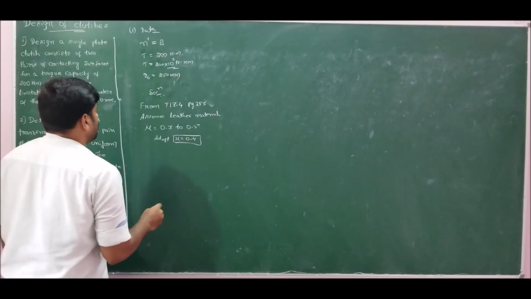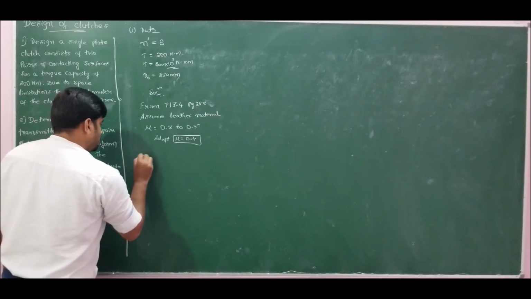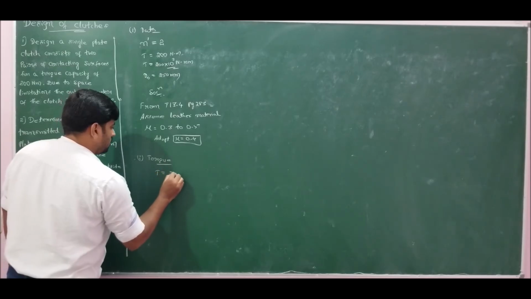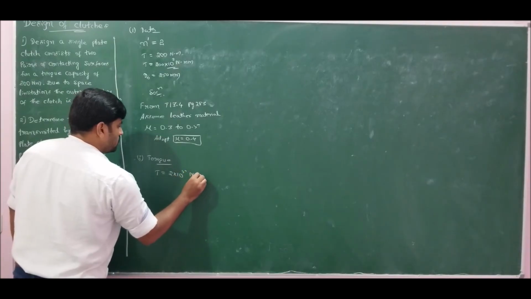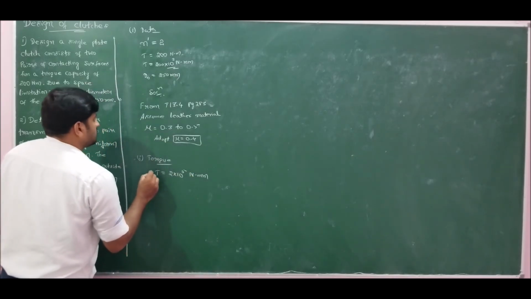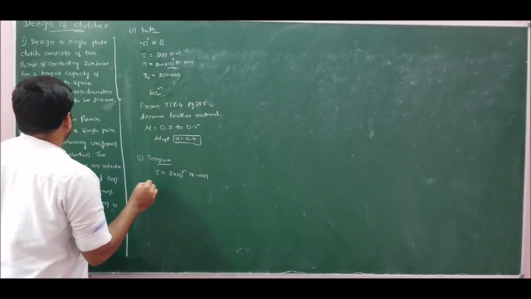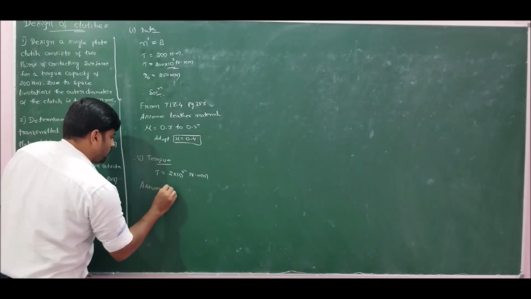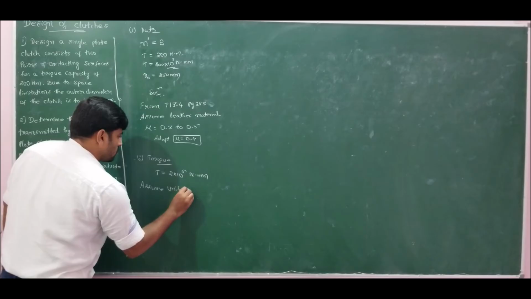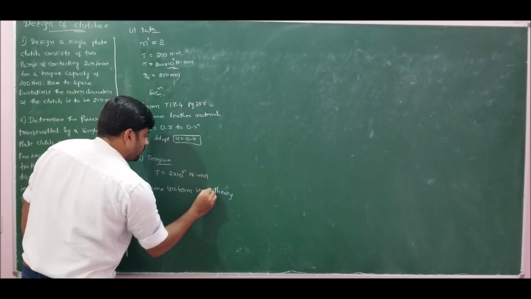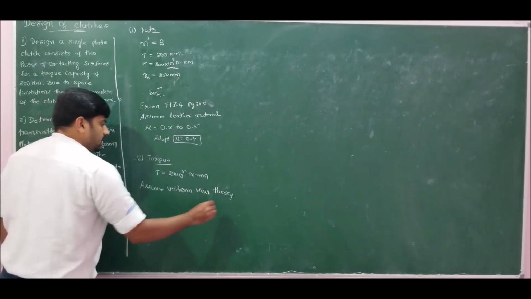If I adopt mu as 0.4 and solve, I will get the torque as given. Torque is given, so T is equal to 2 into 10 to the power of 5 Newton mm. Hence I can find the dimensions. Use the torque equation. Since it has not been specified which theory should be used, unless otherwise specified, always assume uniform wear theory for design.